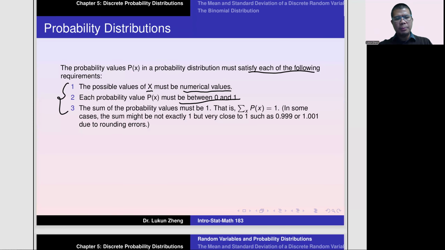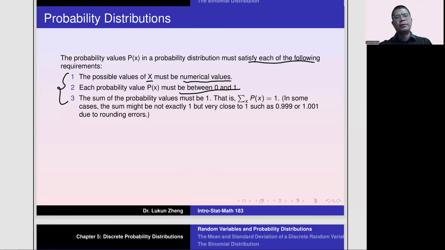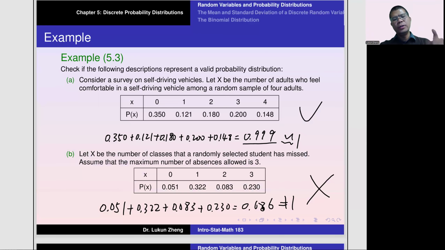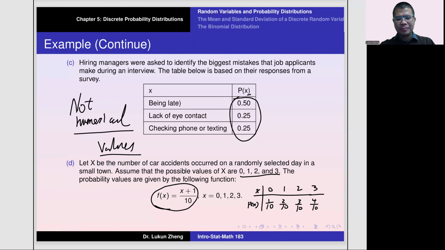Next, for a probability distribution, you need to make sure that they are all numerical values between 0 and 1, and the summation is 1, or very, very close to 1 due to rounding error. We also give this example: determine if these are valid probability distributions. You know what it means. This is easy.